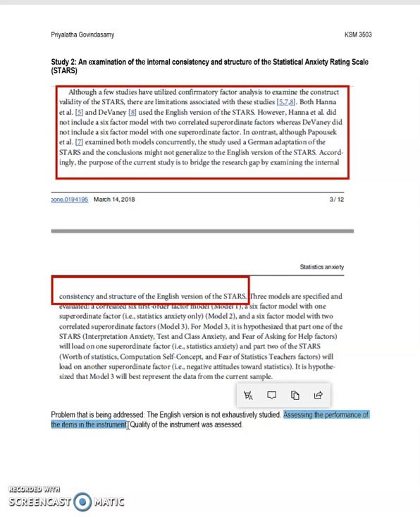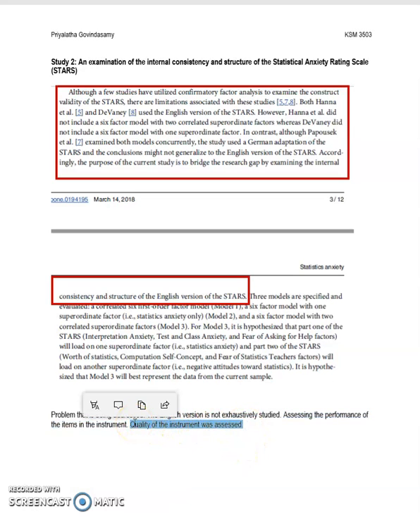You want to know why you want to study about the English version, because you want to know how good the items are performing in the original setting. So what is your ideal goal? Ideally, you want to still look into the quality of the instrument.